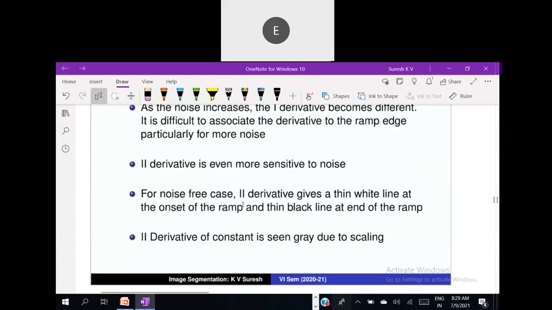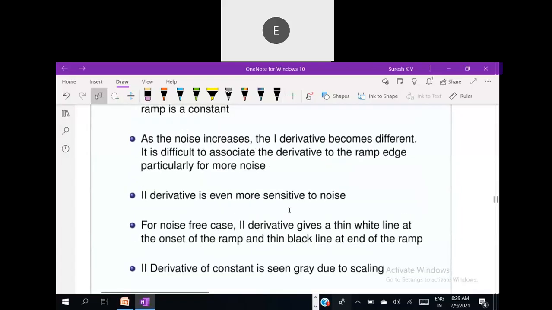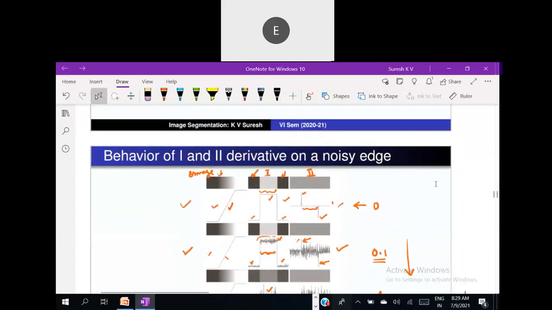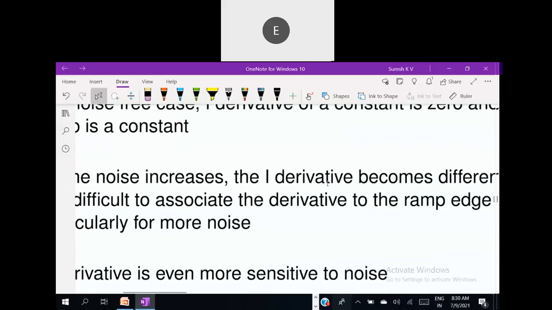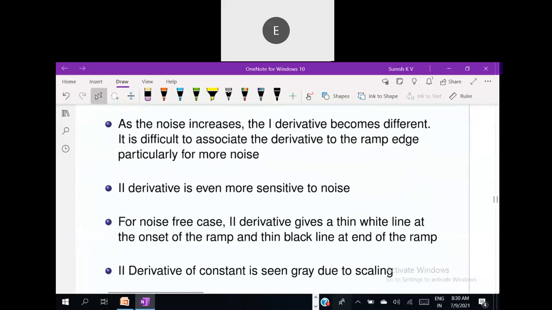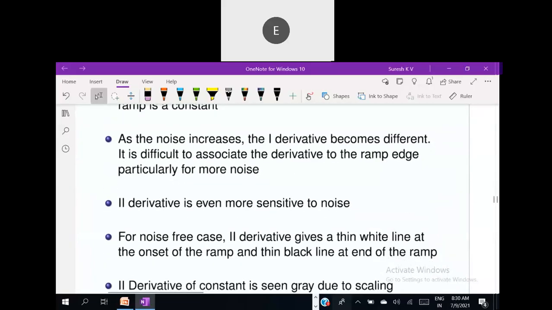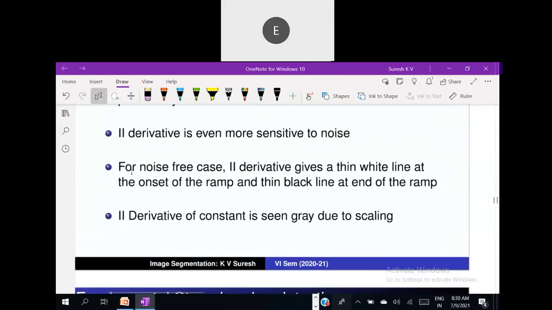For the noise-free case, the second derivative gives a thin white line. I think you should have observed that also. Let me just zoom it. I think this is the maximum scale. So do you see a white line here and a black line here? Yes. So this corresponds to these spikes. A white line here and a black line here. That's what he says. The second derivative gives a thin white line at the onset of the ramp and a thin black line at the end of the ramp.